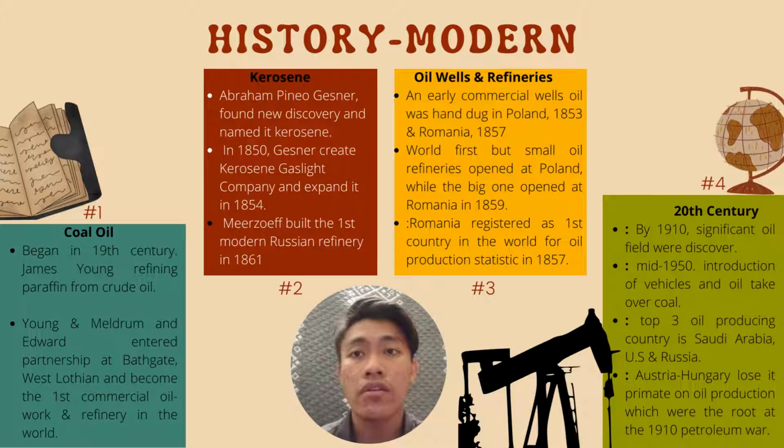So in 1857, the total production of Romania amounted to 275 tons of crude oil, and with this figure, Romania was registered as the first country in the world production statistics. And lastly, the 20th century.